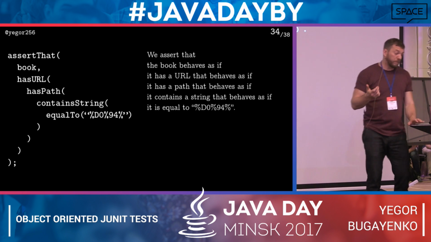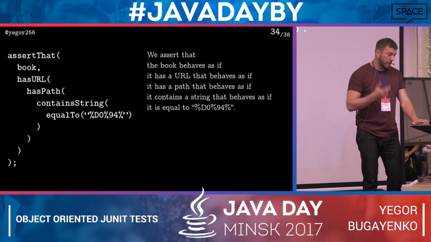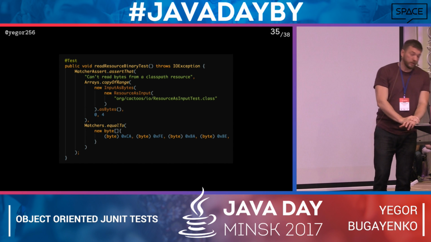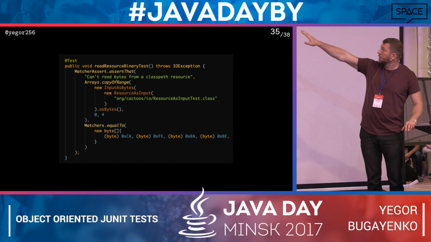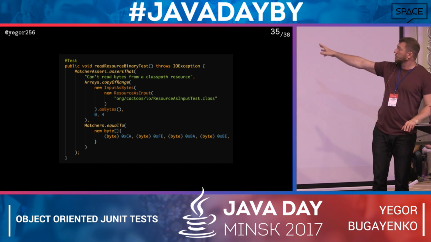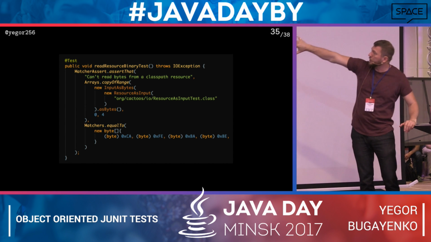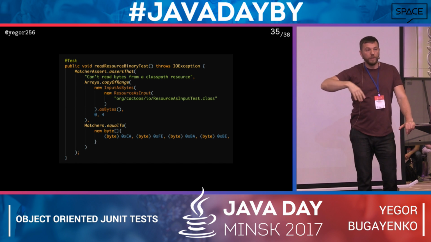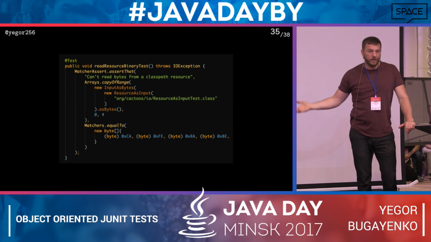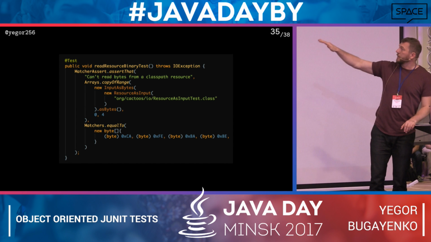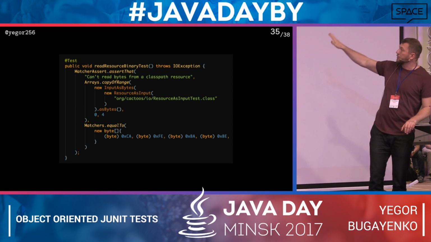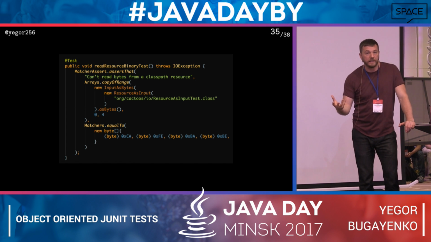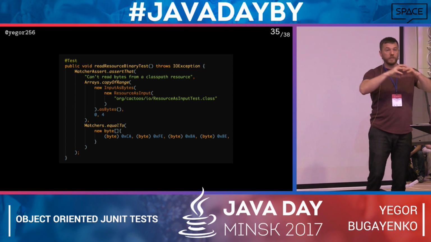And it is possible. Let me show you the code from the library I mentioned, the Cactus library. This is one of the unit tests. It's not so important what it does, but there are actually three parts. The first line is the text which will be in the log if the test fails. So in the log, I will see that line: can't read bytes from a class path resource. The second part is the object which I'm testing, and the object is created as one solid block.